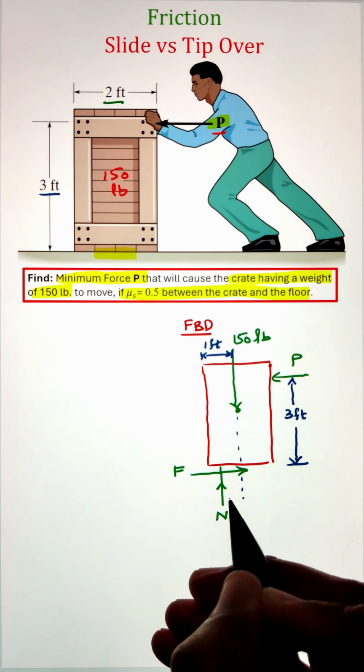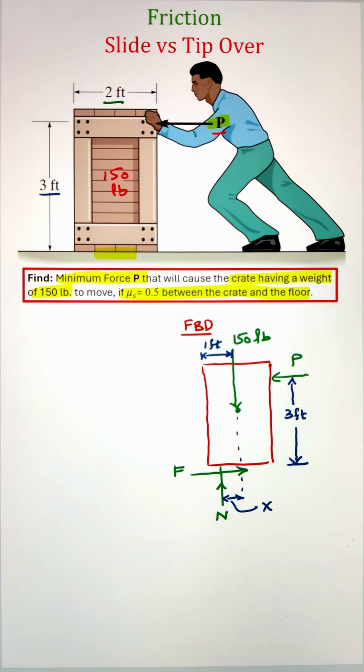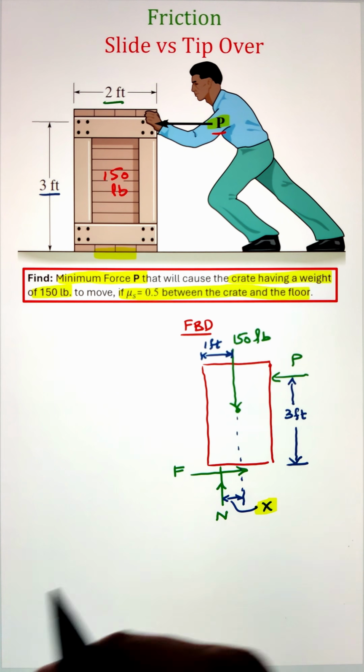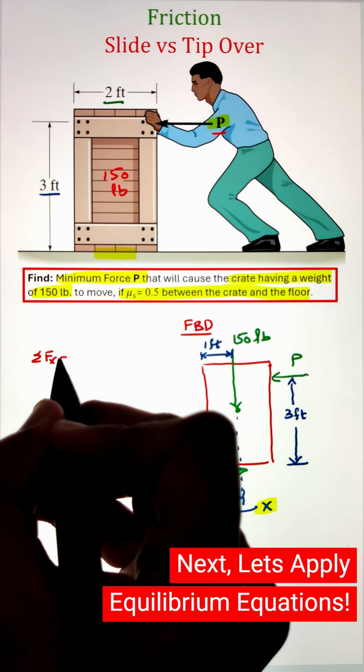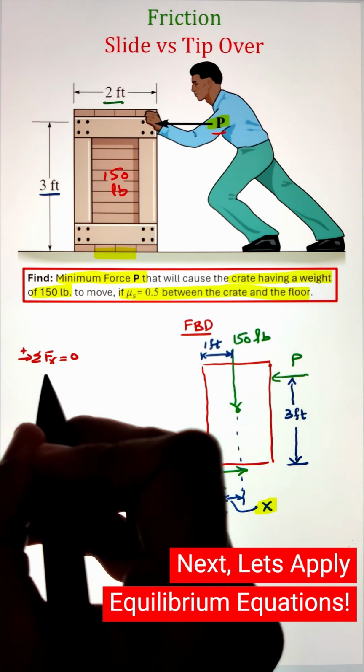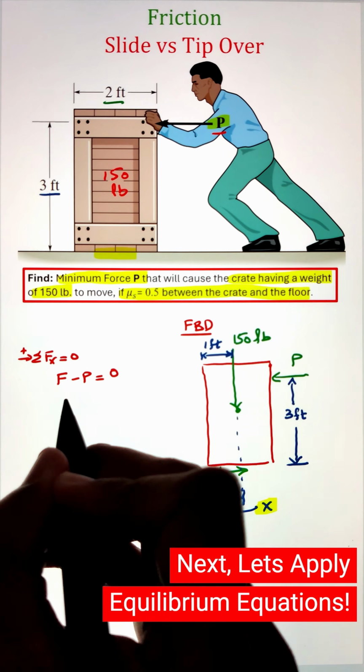Next, I have a normal that is acting vertically upward. In this case, we don't know the location of the normal yet. So let's place a variable x that is measured from the centroid of our crate.